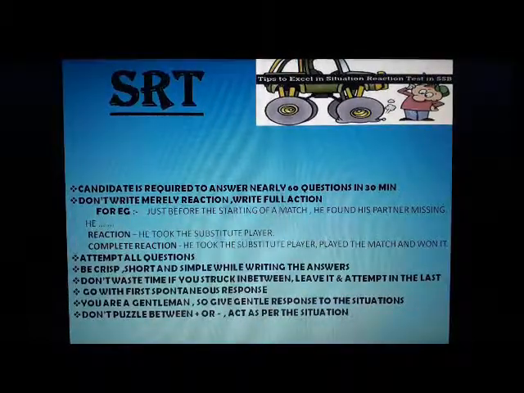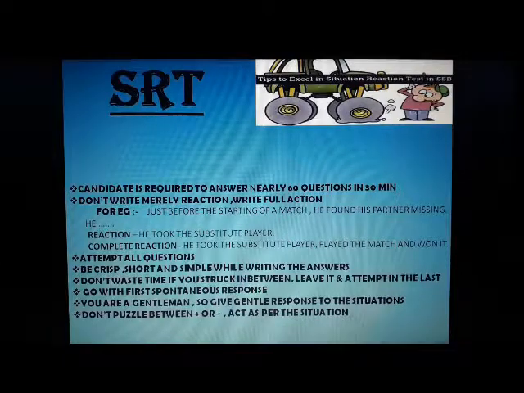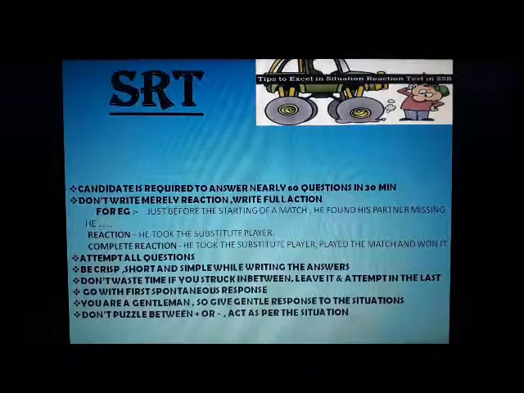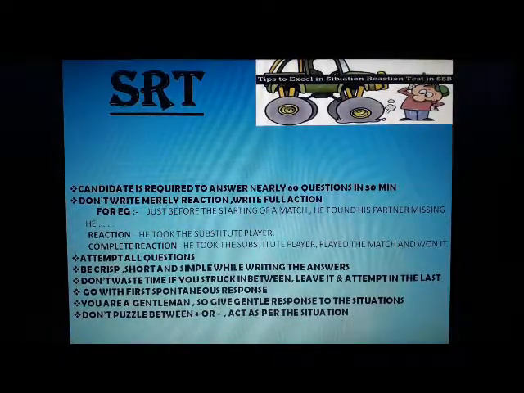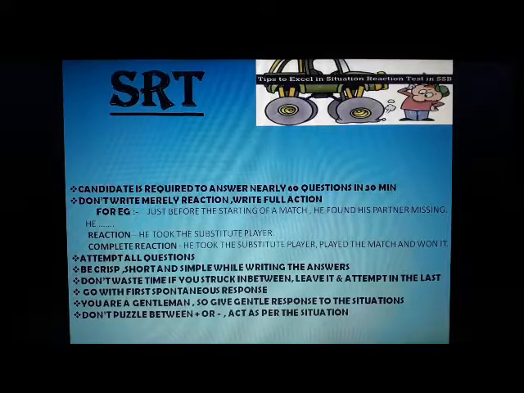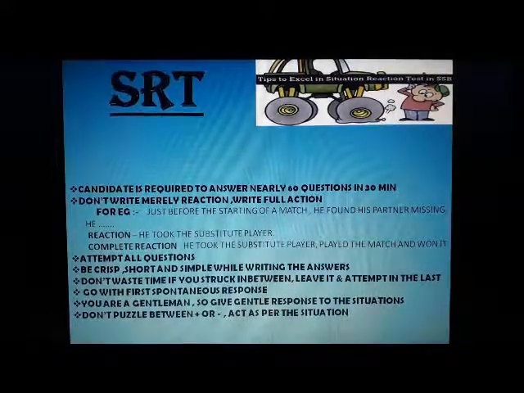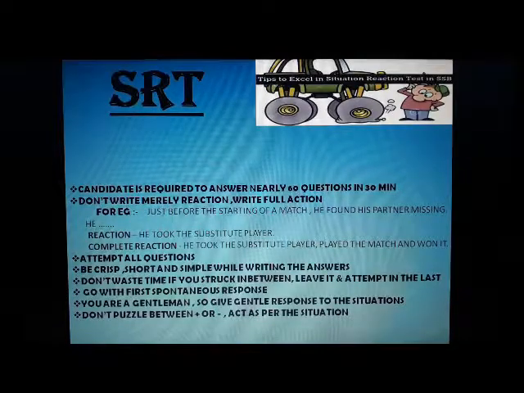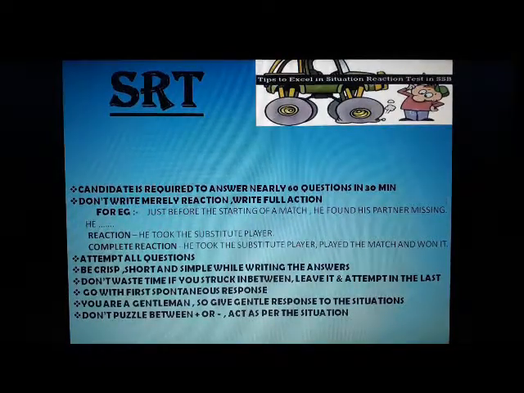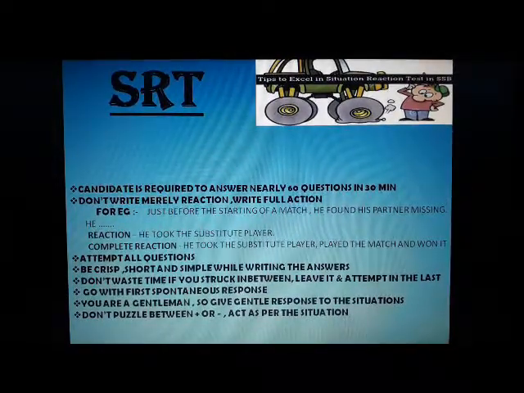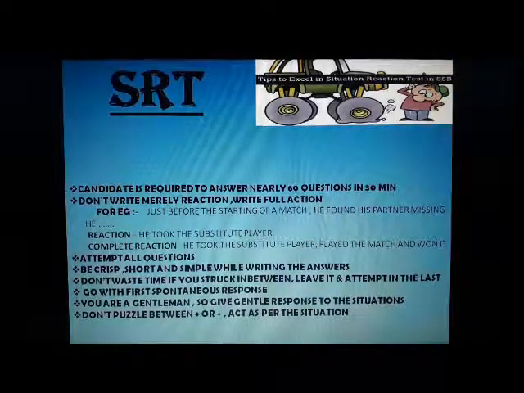Attempt all questions. Be crisp, short and simple while writing the answers. Don't waste time if you are stuck in between. Leave it and attempt it in the last. Go with the first spontaneous response. You are a gentleman, so give your responses like a gentleman to the situations. Don't puzzle between positive or negative. Act as per the situation.